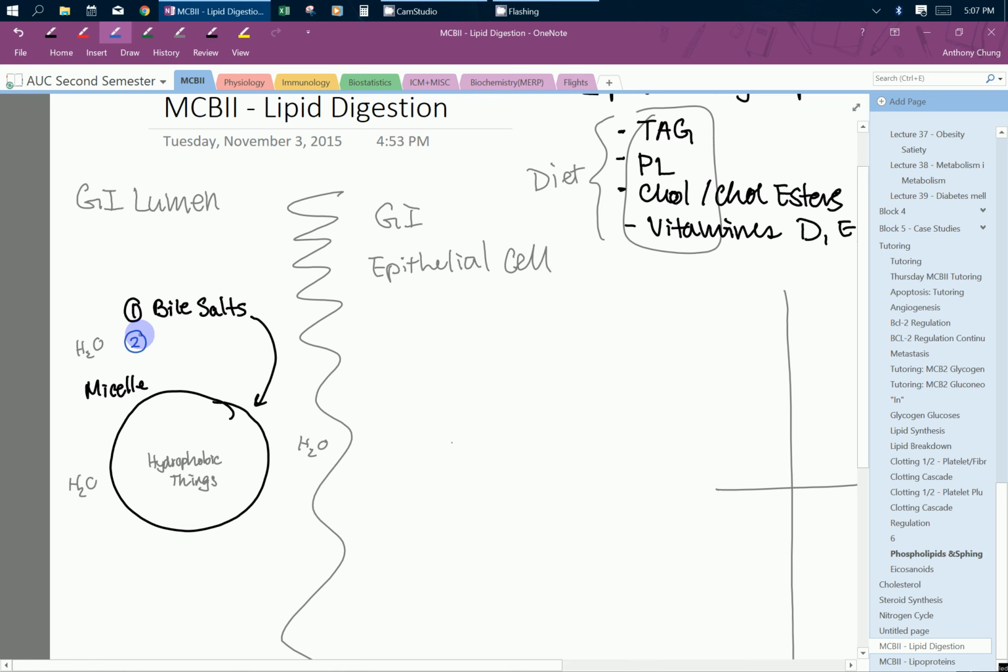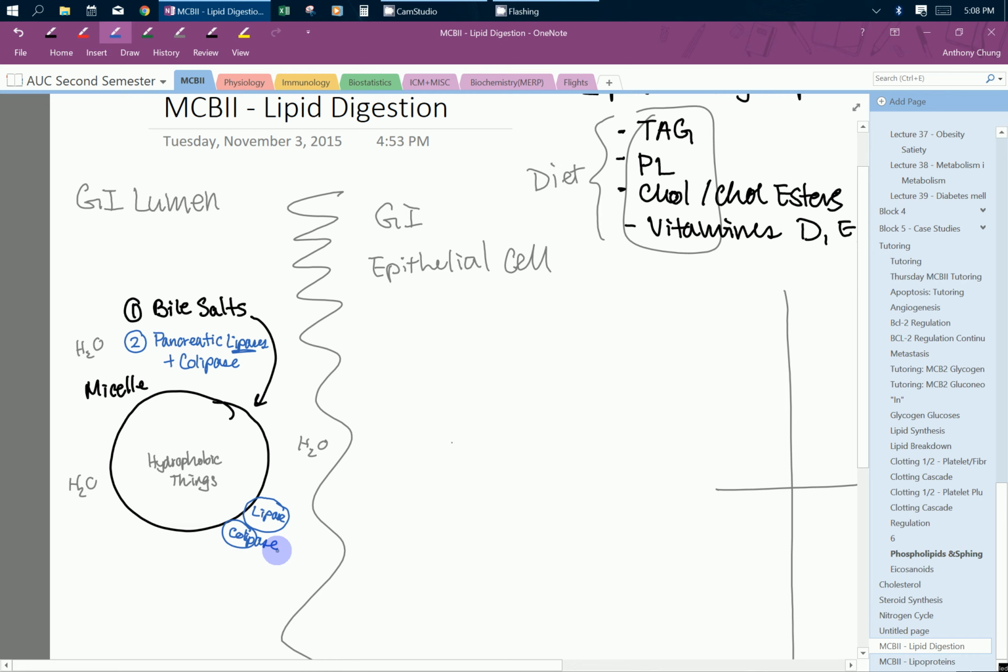And then the second thing that's going to happen, you're going to have to break down these components just enough so that they can pass through the GI epithelium. So you're going to at least need some pancreatic lipases. And the lipases don't work completely by themselves, so you will also need the colipase to activate it, and that's going to be located on the surface here. So lipase, and then maybe colipase somewhere on the surface here.